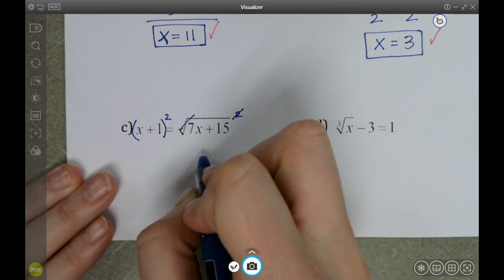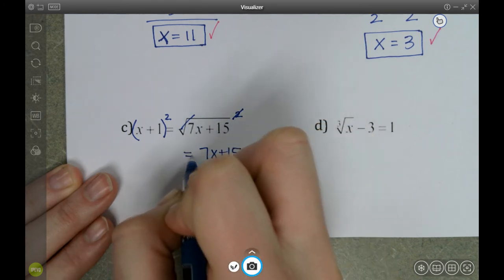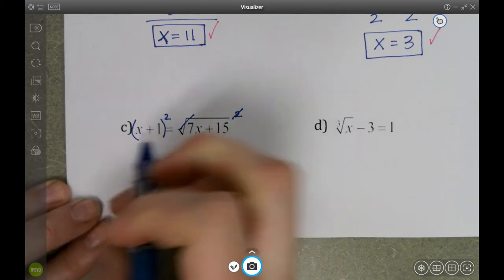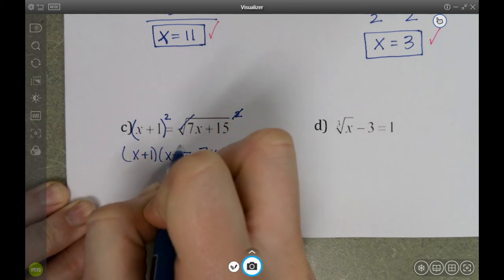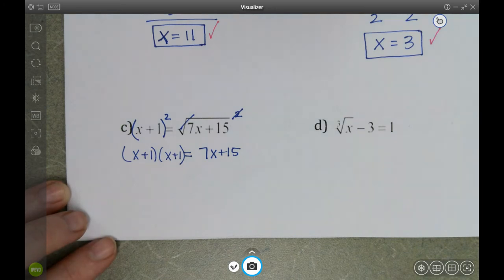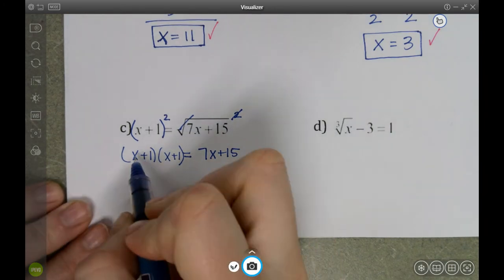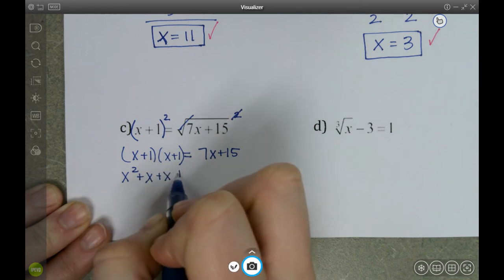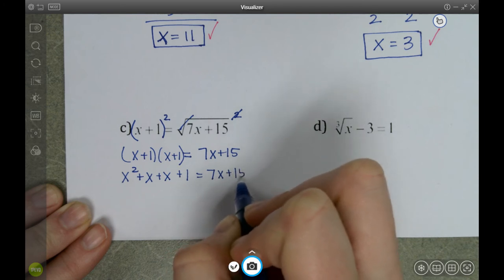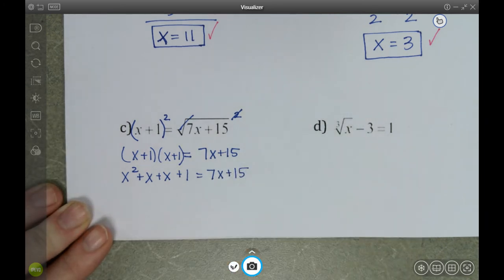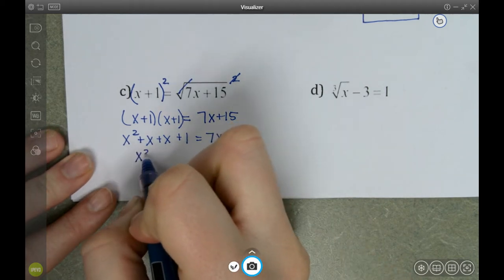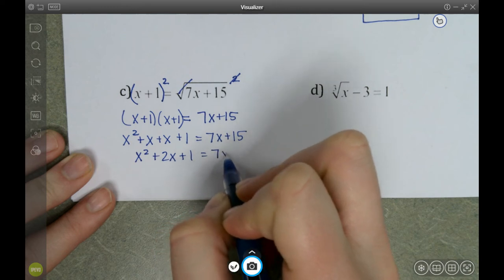So this side becomes 7x plus 15. The left side does not become x squared plus 1. Because you have to do this times itself: x plus 1, x plus 1. Which means you have to distribute. So we get x squared plus x plus x plus 1 equals 7x plus 15. So x squared plus 2x plus 1 equals 7x plus 15.